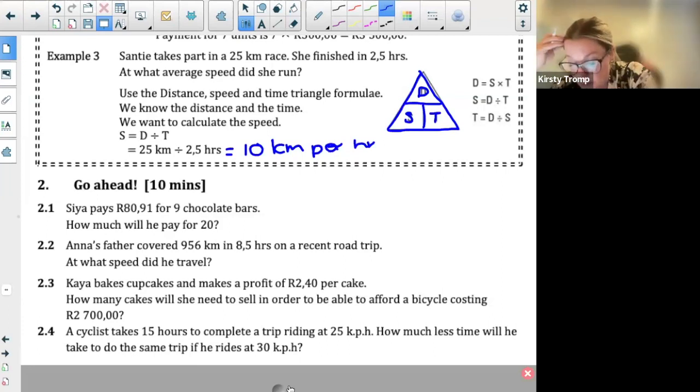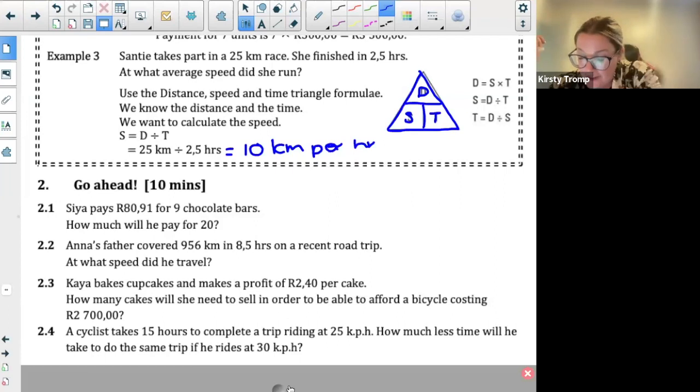So 2.1, Sia pays 80 Rand and 91 cents for 9 chocolate bars. So he's going into the shop. He bought 9 chocolate bars. He went up to the counter at Checkers. He put his 9 candy bars on the counter. The lady rang them up and it came to 80 Rand and 91 cents. Now they're asking, how much will he pay for 20? So if instead of putting 9 bars on the counter, how much would it have been if he put 20 bars on the counter?